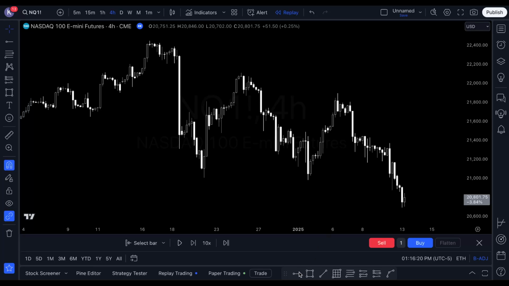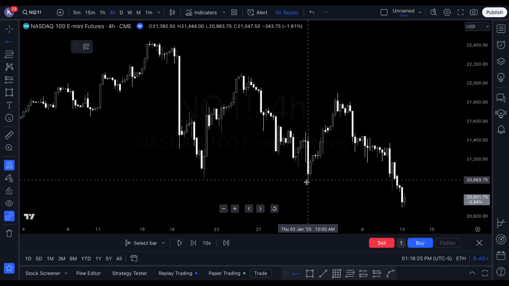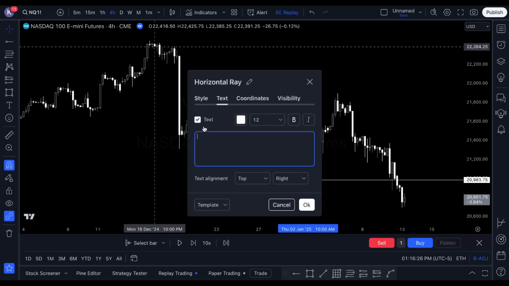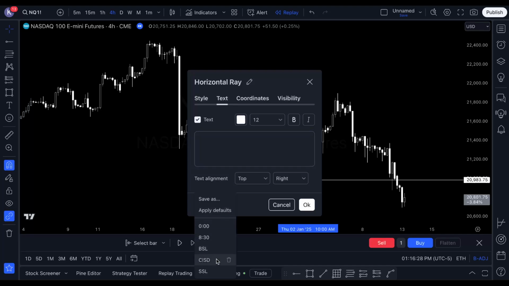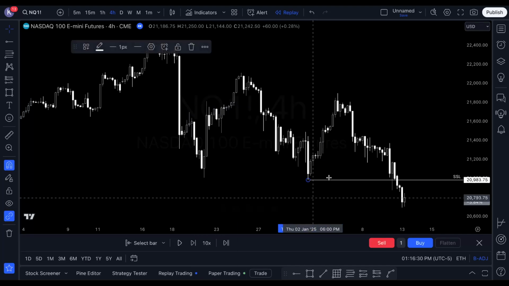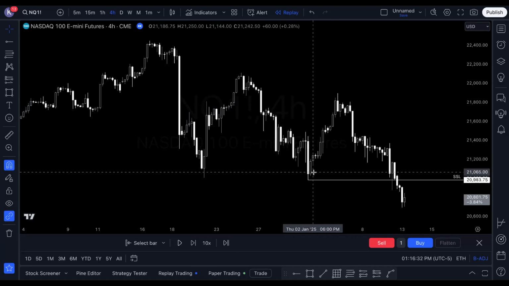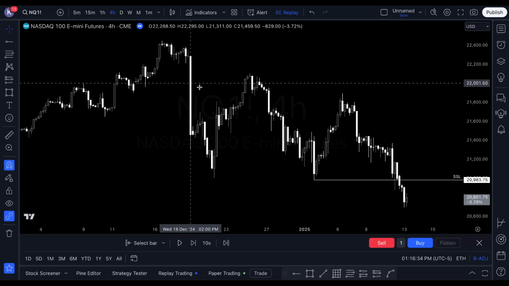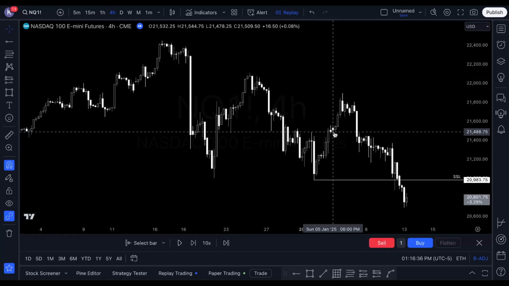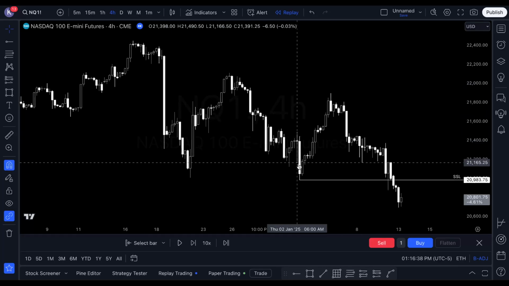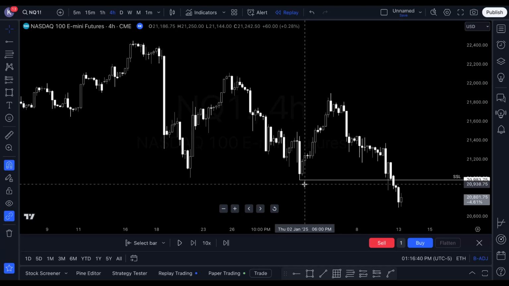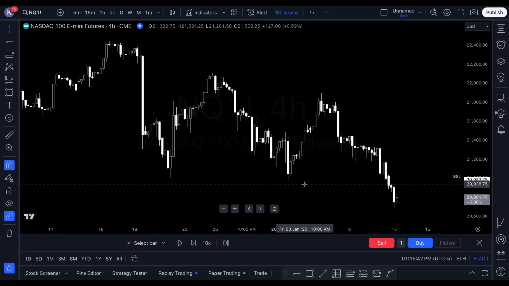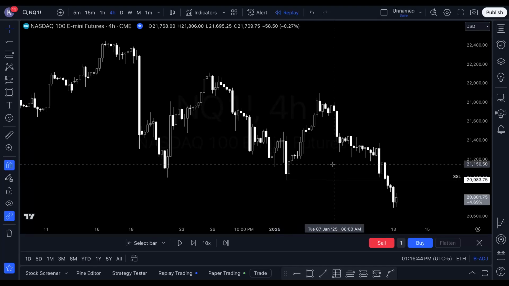So I want to start by recognizing that last week during Friday, we got to our area of sell side liquidity where it was this previous daily low. So after we rejected this 4 hour fair value gap and this daily fair value gap, we eventually made it to the area of liquidity that we were looking for the market to reach towards.